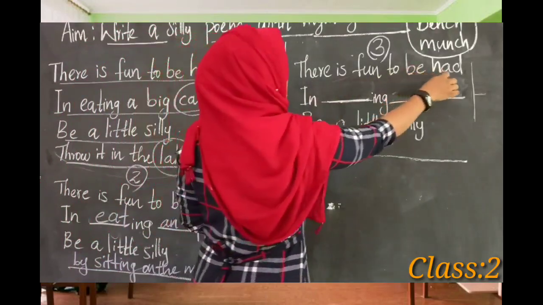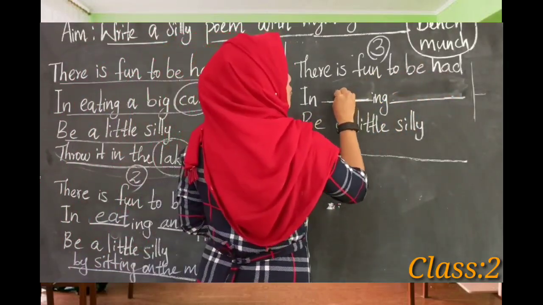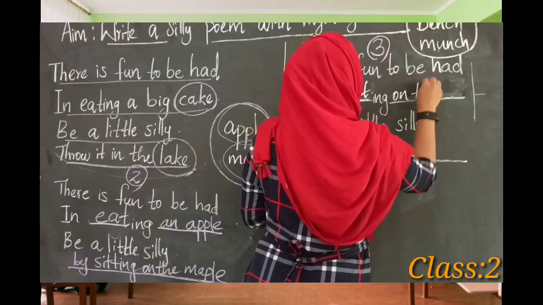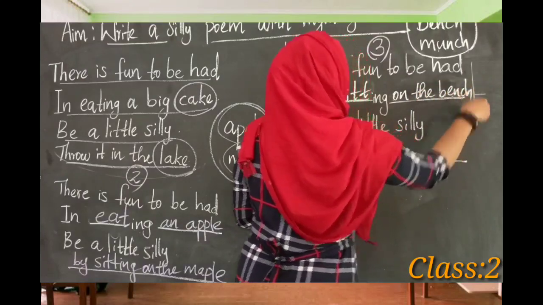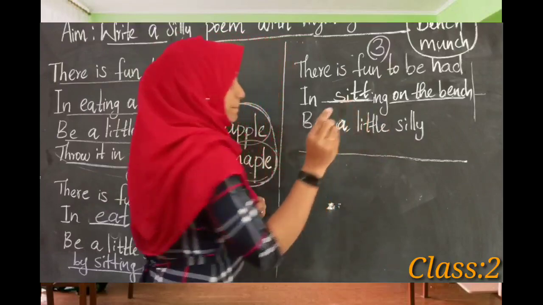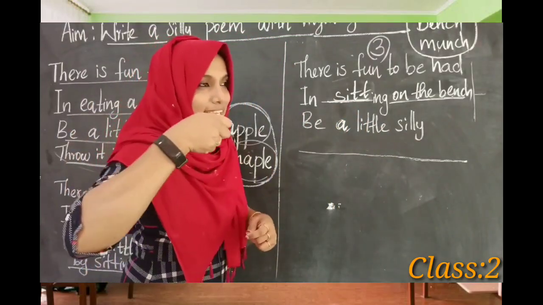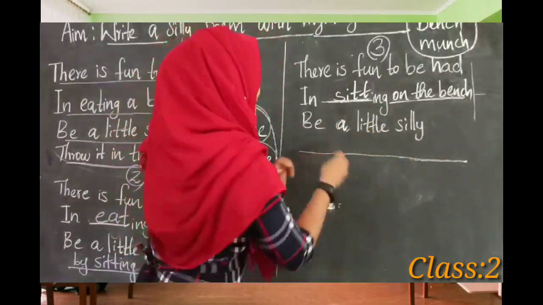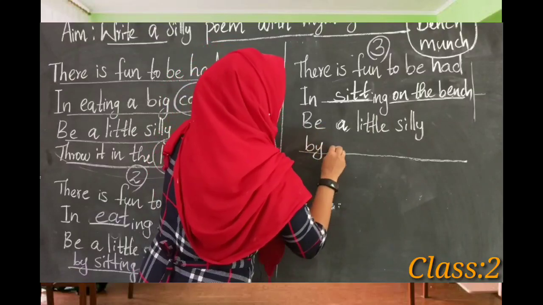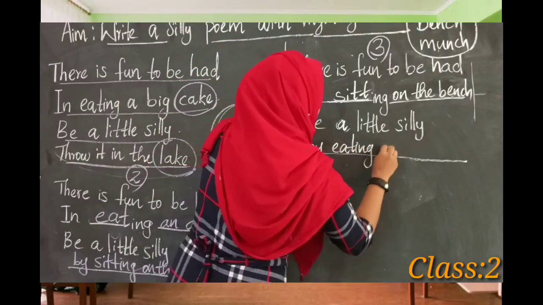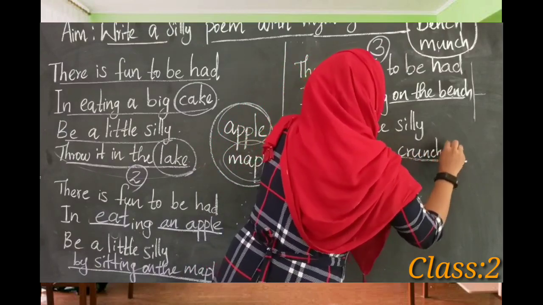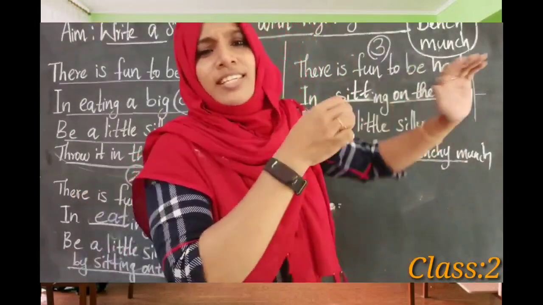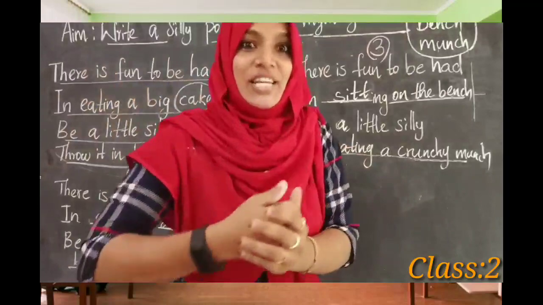So, there is fun to be had in sitting on the bench. Be a little silly by eating a crunchy munch. Wow, what a line it is, right? Okay, so let's write it: by eating a crunchy munch. It is related to me. I like to have this type of crunchy munch by sitting on the bench.